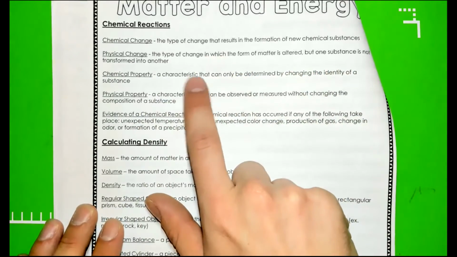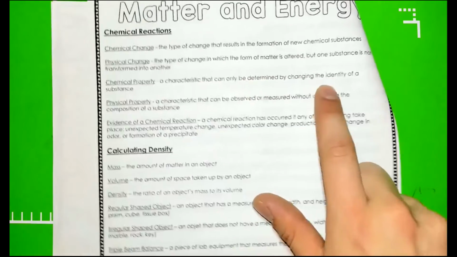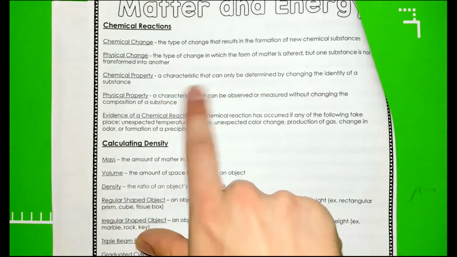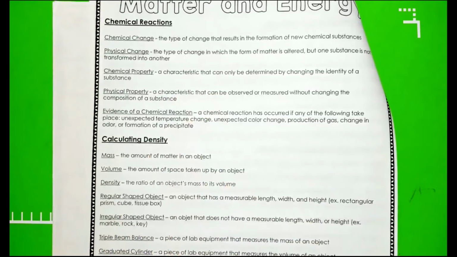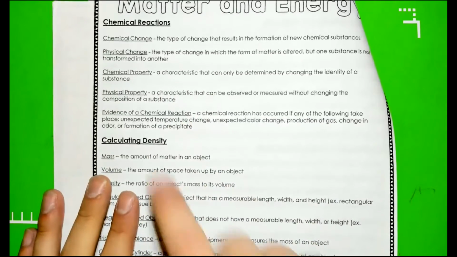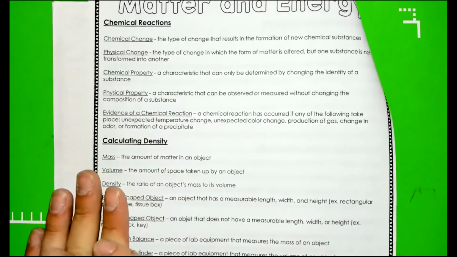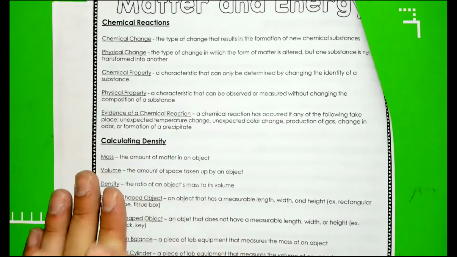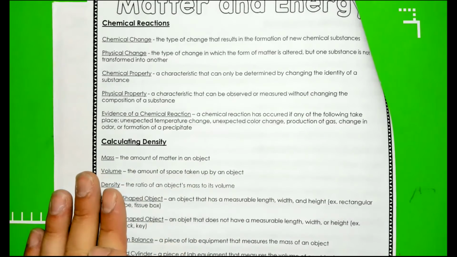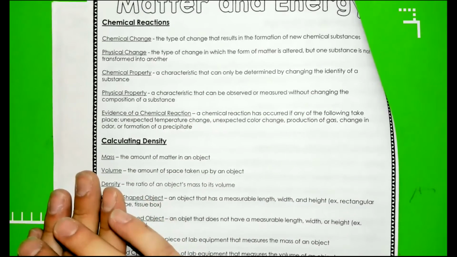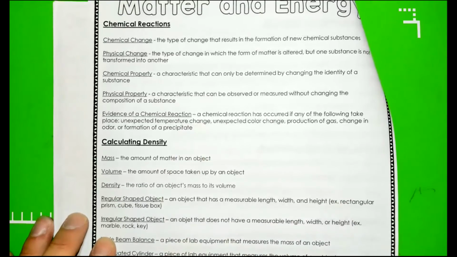Chemical properties can be determined by a change in the identity of a substance. While physical properties are those things we can observe, actually see, maybe even touch. Evidence of a chemical reaction: we talked about all the different signs of a chemical reaction in our packet, things like production of a gas, precipitate, formation of energy like heat, color change, unexpected color change or temperature change. These are all signs of a chemical change, evidence of a chemical reaction.